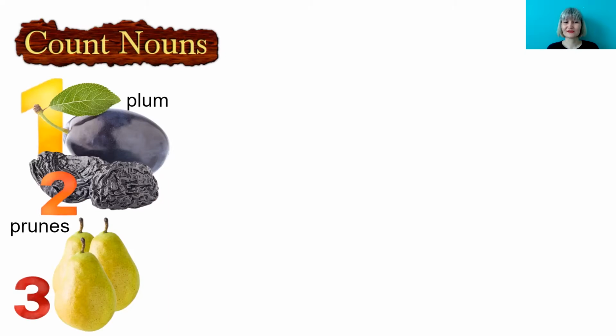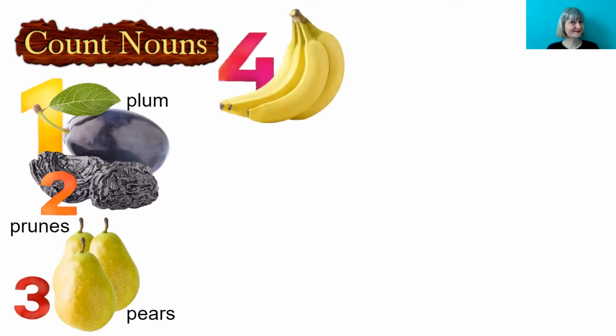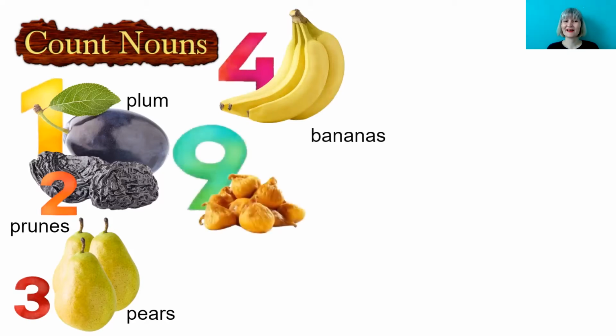3. This one is new. Pears. 3 pears. Обращаем внимание, да, если больше одного, то у нас появляется окончание s. Да? More than one, we have ending s. 4. You all know this. Bananas. 9. Last class, из прошлого урока. 9 figs.